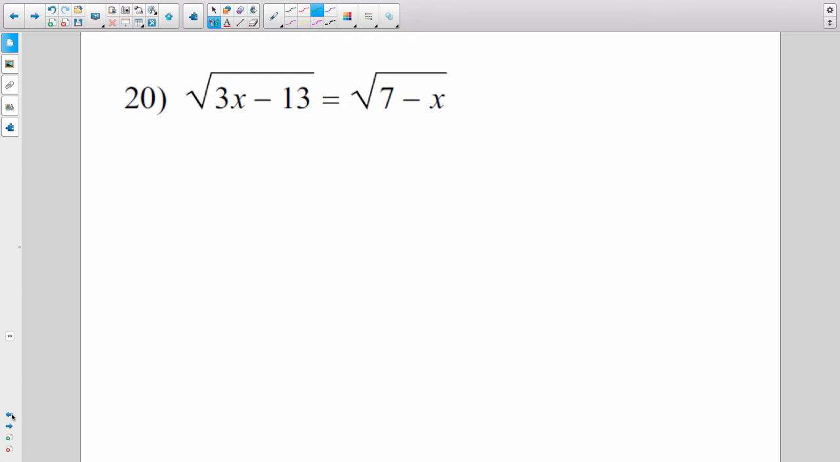Okay, question 20. We're talking about equations again. So remember, whatever you do to an equation on one side, you got to do to the other side. The last few questions talked about getting rid of exponents. And what we would do is raise both sides to the 4/3.